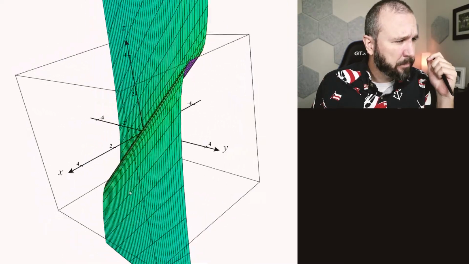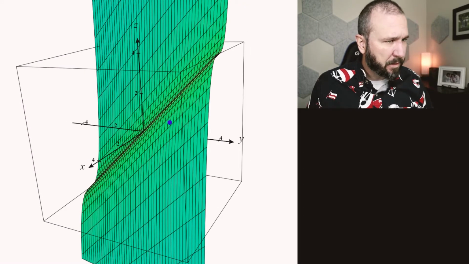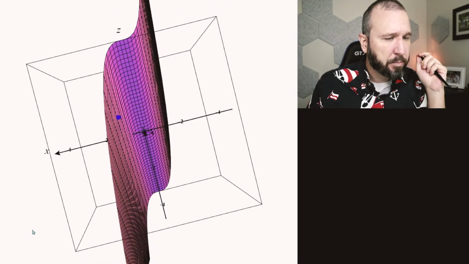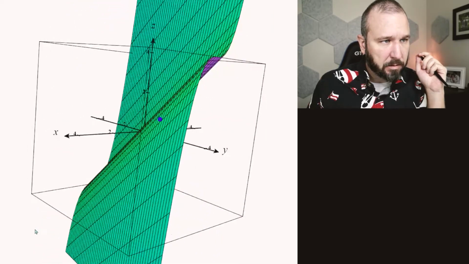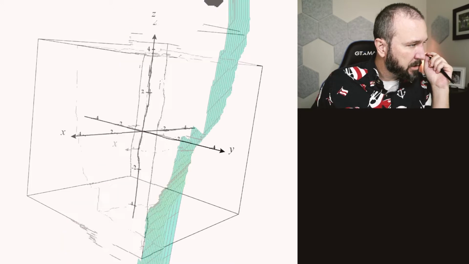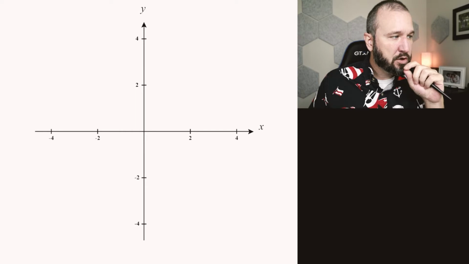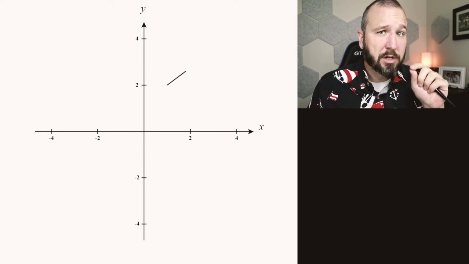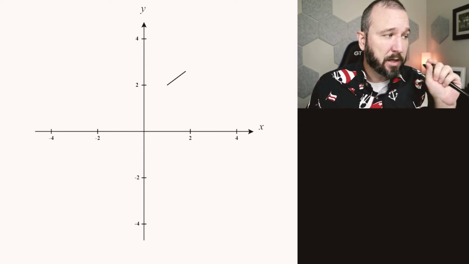It's kind of pretty. All right, so where are we at? Okay, so where we're at is that blue dot right there. That's where we're at. That's above the point (1, 2) in the xy plane. So let's look just in the xy plane. We're at the point (1, 2), and we're going to walk in that direction. That's the direction in the xy plane that we're going to move in from the point (1, 2).